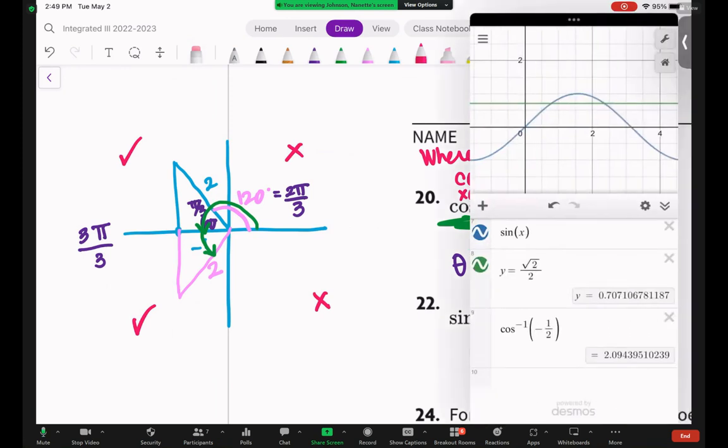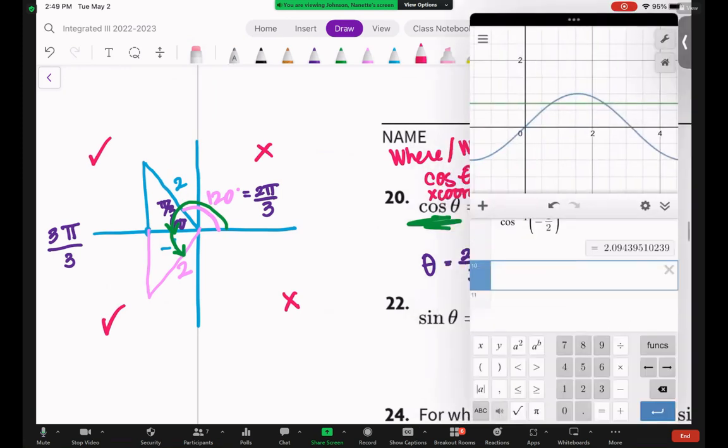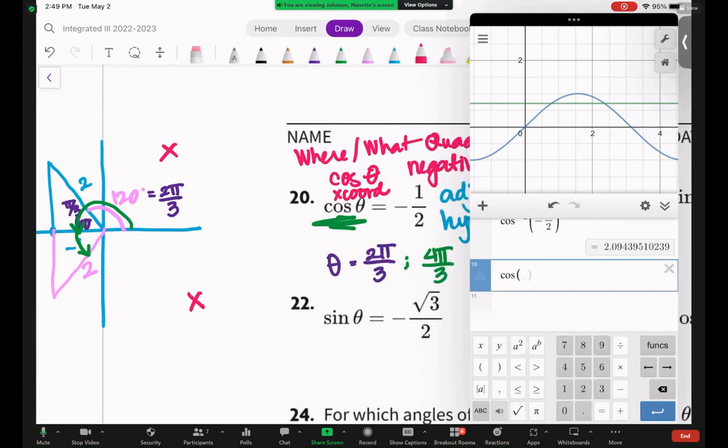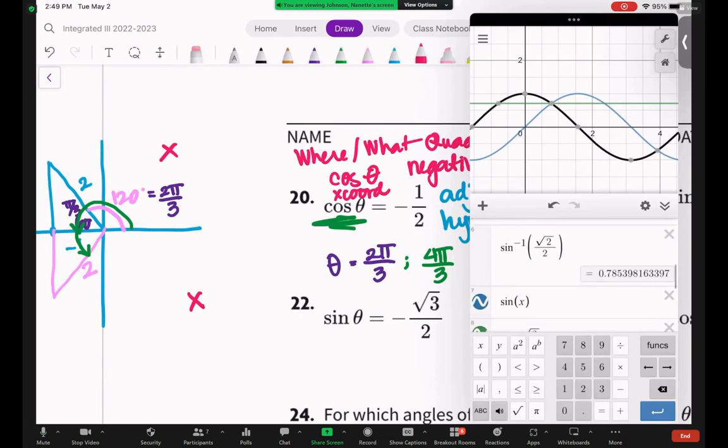So then I want to verify my answer because I want to know. So I'm going to graph cosine theta. So I'm going to basically graph each side. I'm going to turn off this other guy up here.